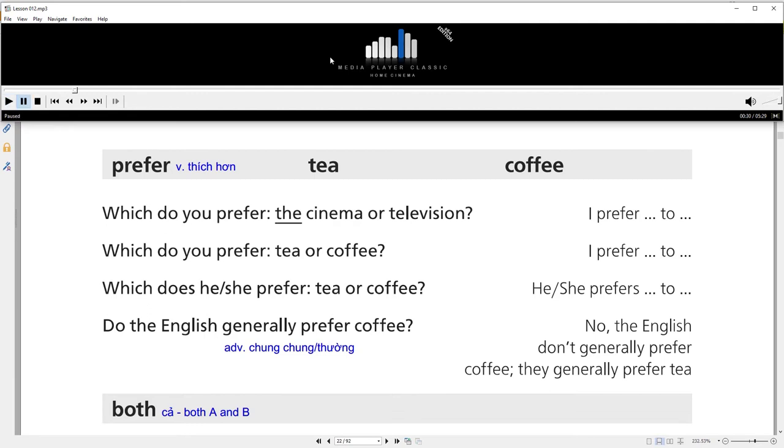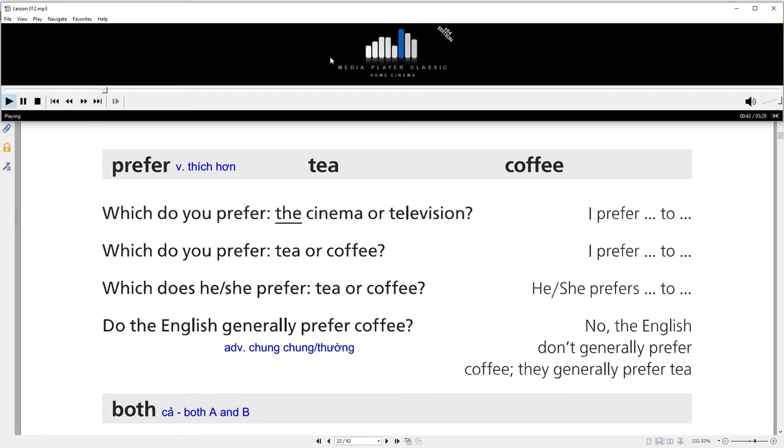Which do you prefer? Tea or coffee? I prefer coffee to tea. Which does she prefer? Tea or coffee? She prefers coffee to tea.